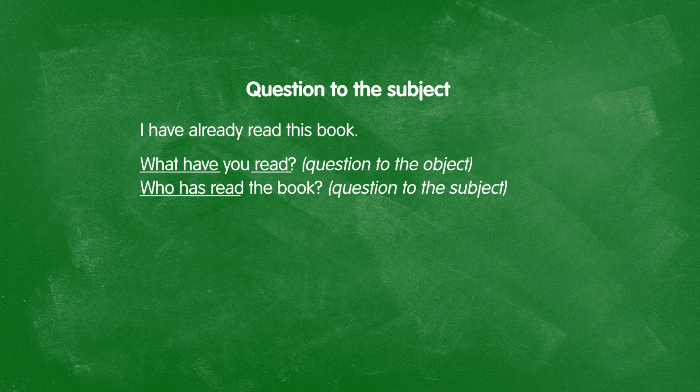But if I ask, who has read this book? I'm asking a question to the subject. I want to know which person read this book. In this case, me. In these given sentences, the auxiliary verb have refers to you, and has we use in conjunction with who. And as a rule of thumb, if we're using what or who, we will always use a singular auxiliary verb with it, such as in the examples.